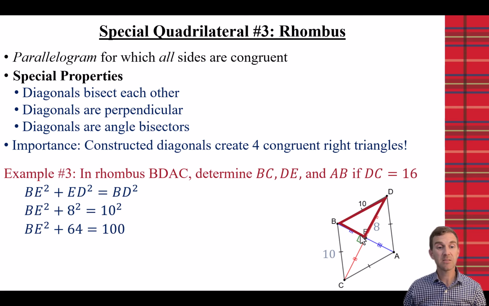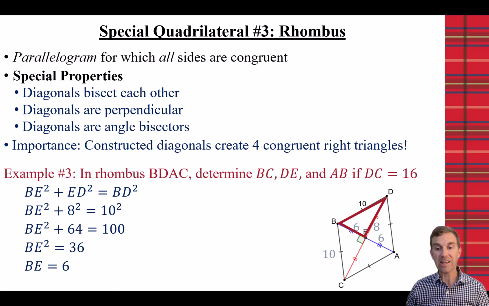We're going to subtract 64 from both sides, and then take the square root, which will mean that BE is 6 units, which means that EA is 6 units since they are congruent. Therefore, AB has to be double that, which is 12 units.